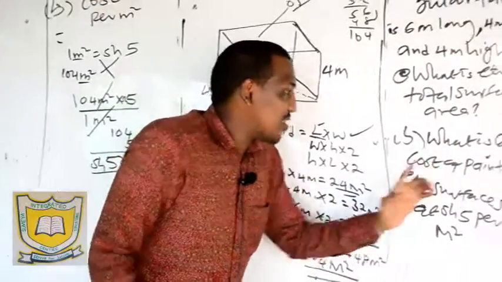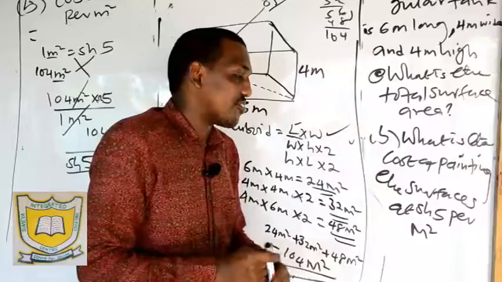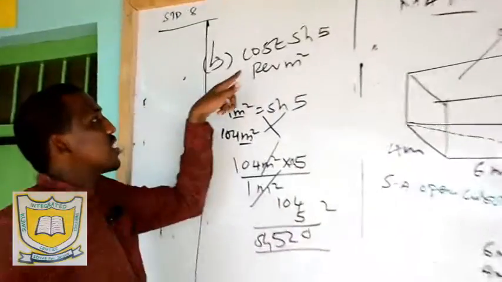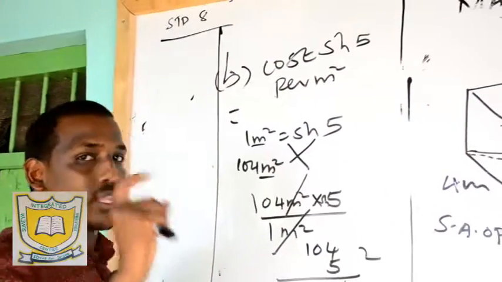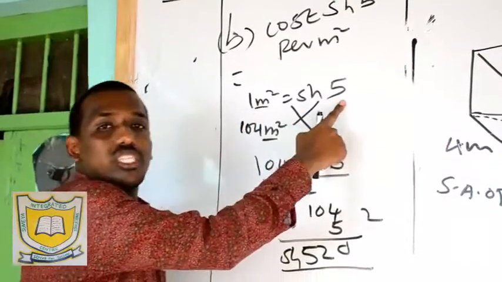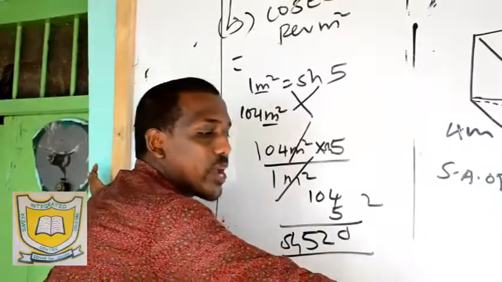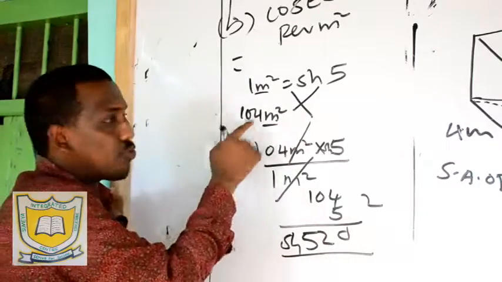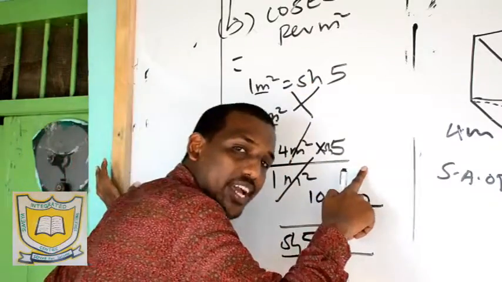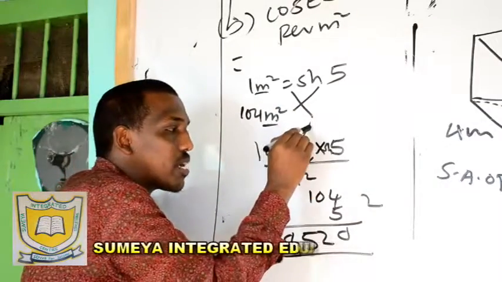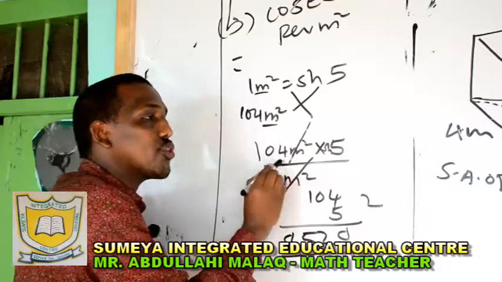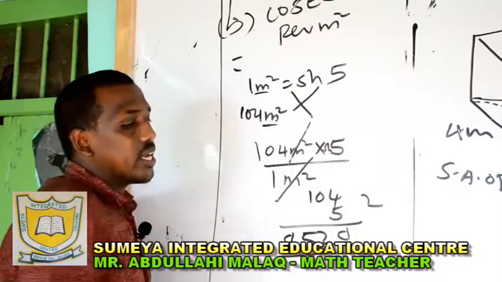Question B, what is the cost of painting the surfaces at shillings 5 per meter squared? What do you do now? We say cost is shillings 5 per meter squared. Per meter squared means every 1 meter, so 1 meter squared is shillings 5. What about the total meters squared? We have the surface area, which is 104. Cross multiply. 104 meters squared multiplied by shillings 5 divided by 1 meter squared. So 104 divided by 1 is 104. 104 times shillings 5, you get shillings 520.